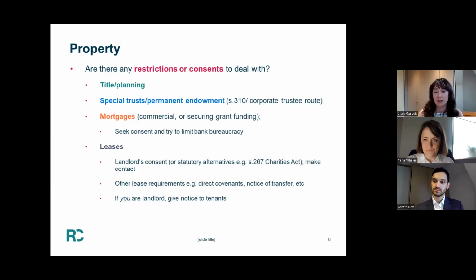And also you'll have to deal with anything else. You need to look at your lease document and see whether you need the new organisation to enter into a direct covenant with the landlord, give a notice of transfer after the transfer has taken place, etc. Also, if you happen to be a landlord to other tenants, then you'll need to give notice to them of the fact that you're now a different organisation and they'll be paying their rent to a slightly different entity. That's it on the property side.